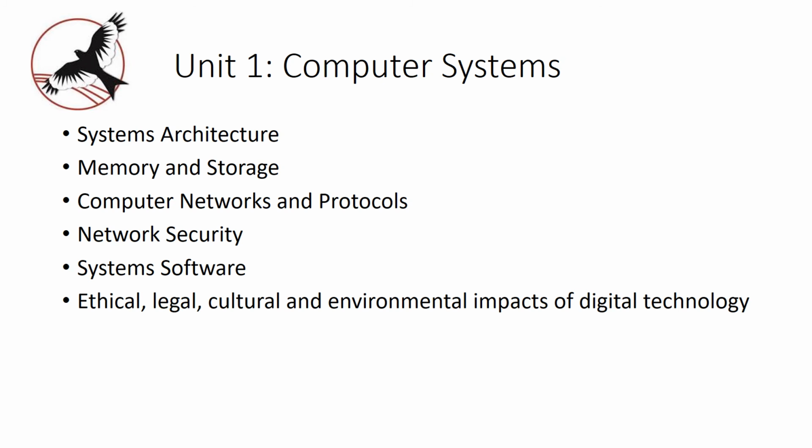In terms of the examined units, Unit 1, Computer Systems, as I said previously in this video, we look at the hardware, the way that the computers are put together, how they are networked, how you would make sure they're secure, massive thing at the moment. And possibly one of the more interesting things is the point at the bottom, where we've got this ethical, legal, cultural, environmental impacts of digital technology.